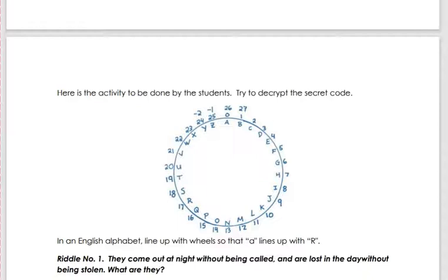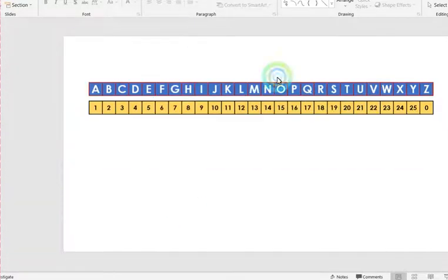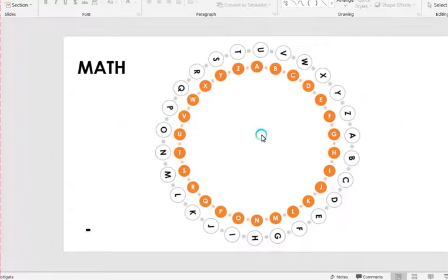So here we will be using this cyclic representation of the English alphabet. We are representing each letter in the English alphabet by a certain value. A is for 1 and so on. And you notice letter Z is represented by 0 and not 26. The same goes for the cyclic representation. We will be using this one.